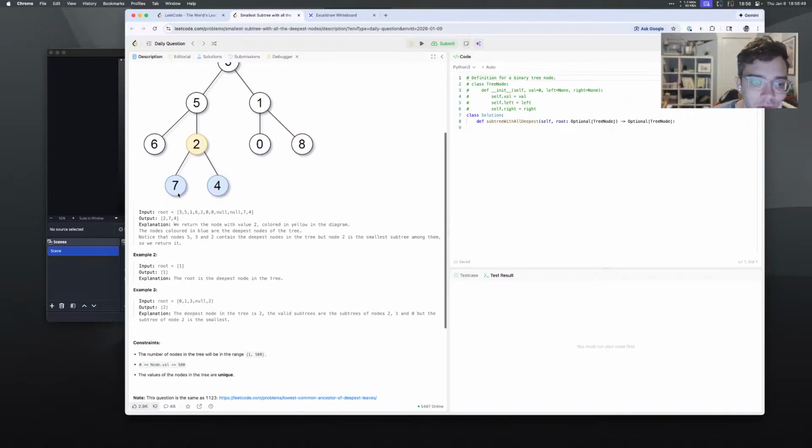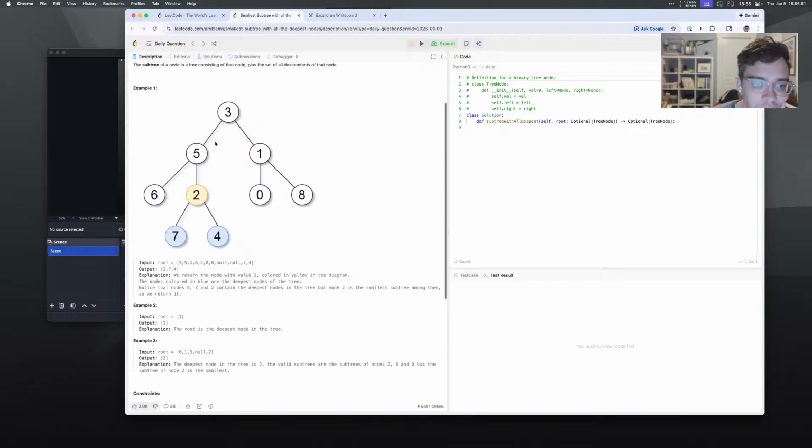Here's the input example, and they've highlighted the result. Because 7 and 4, if we call depth, root is 0, this is level 1, level 2, level 3. 7 and 4 are both level 3. So we need a subtree that encapsulates all the level 3 nodes. So 2 is our answer because it encapsulates 7 and 4.